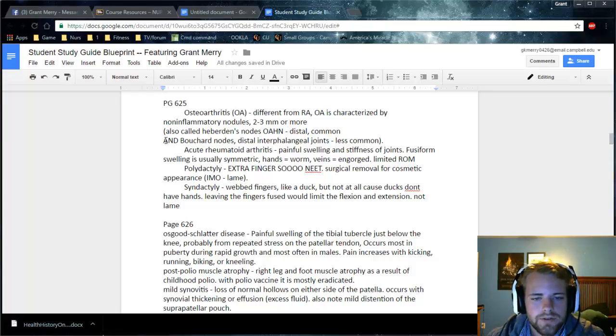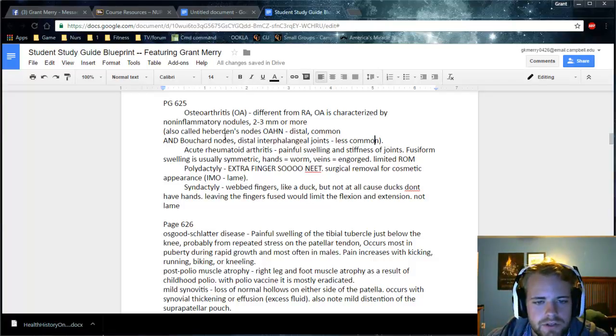Distal is more common, and Bouchard's nodes, proximal interphalangeal joints, is less common. So the closer joint is normally where the nodules will be found. Remember to use both thumbs by thumb dually.